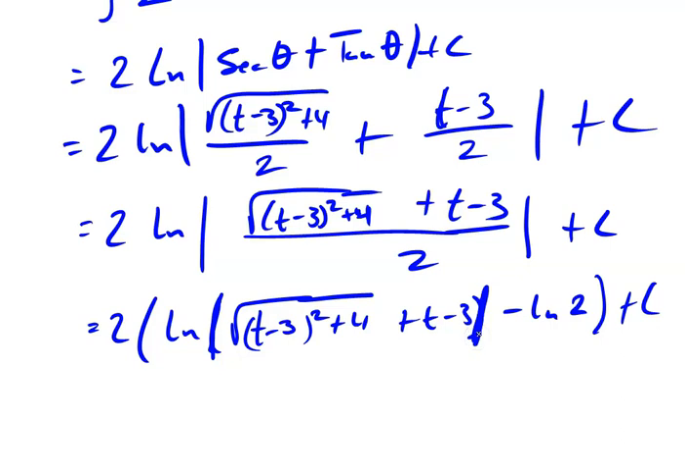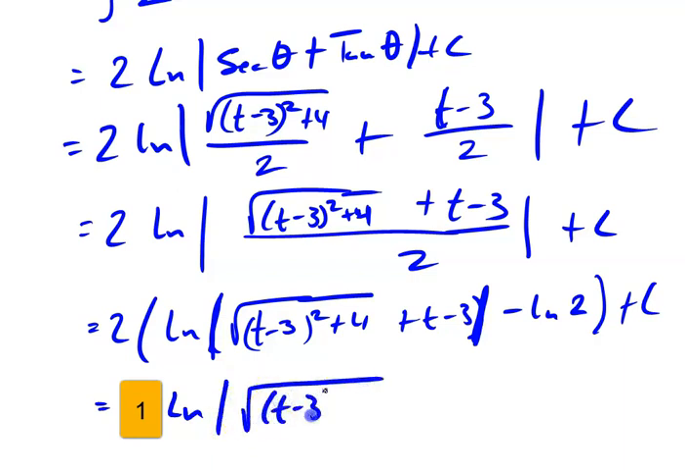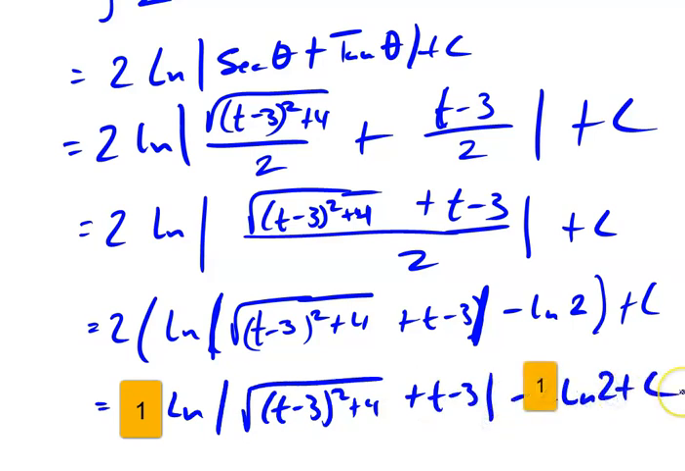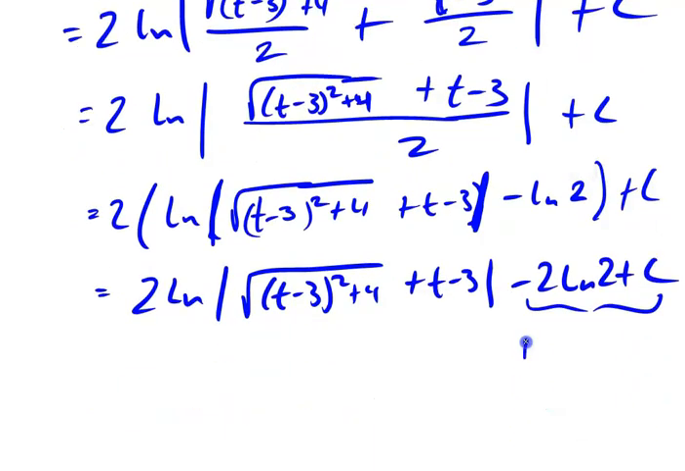And then they notice if you distribute the 2 through, this is 2 times the natural log of this thing, square root of t minus 3 squared plus 4 plus t minus 3, minus 2 natural log 2, plus a constant. The thing is, 2 natural log 2 is just a constant. So they look at this whole thing and they say, oh, let's just call that plus c. So that 2 disappears because it ends up being absorbed into the constant.